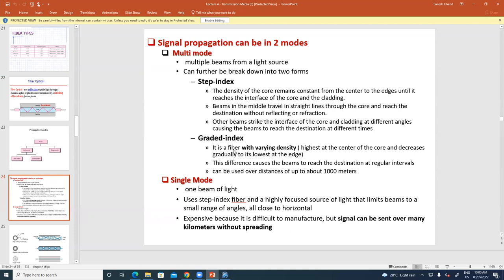Under the graded index, the density is highest at the center of the core and decreases gradually, at its lowest at the edge. So the light beam reduces its intensity. The distance covered here is just up to about 1,000 meters, with the graded index under the multimode.